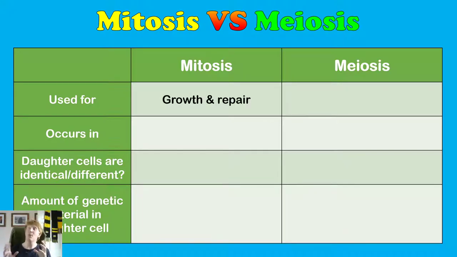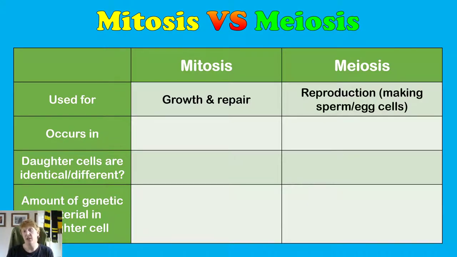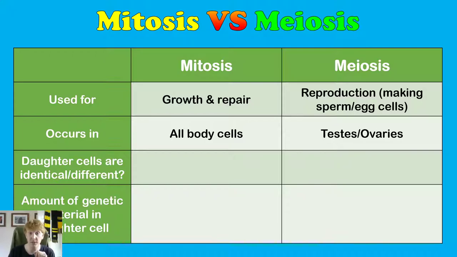Literally, from the moment you are born, you start to die. Cells in your body start to die off, and we need to be able to replace them, okay, so that we don't die, right? Whereas meiosis is actually used to make sperm and egg cells, or gametes, okay? So meiosis is used for reproduction. Mitosis occurs in all body cells all over your body, whereas meiosis only occurs in the testes or the ovaries or the gonads, which is another fun word that you can use for that.